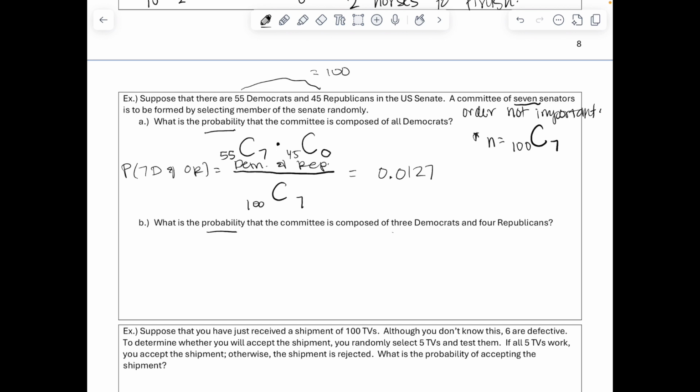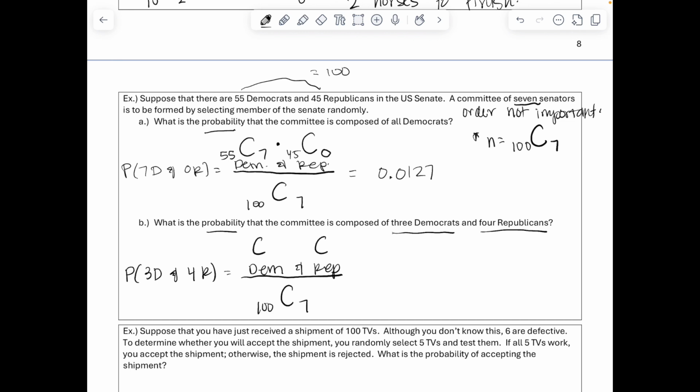Part B says, what is the probability that the committee is going to consist of 3 Democrats and 4 Republicans this time? So this time we're looking for 3 Democrats and 4 Republicans. It's asking about probability again, so we're going to split and have a denominator and a numerator. That denominator is still going to be the same. And then the top, the same idea, I'm going to do Democrats and Republicans and put C's above both.